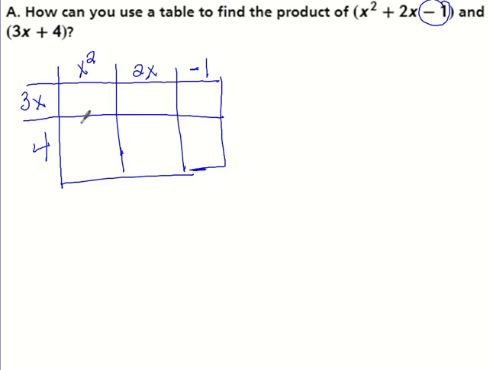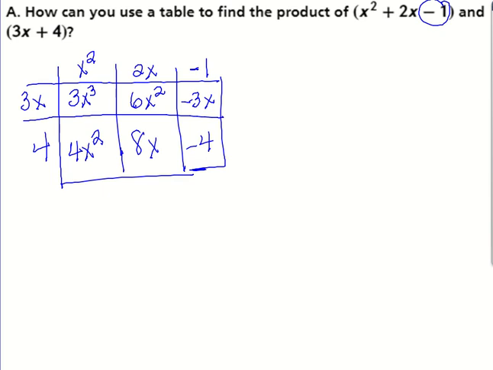Okay? So then we just multiply. So 3x cubed, because x squared and x make 3 of them. 3x times 2x would get me 6x squared, because there's 2 of them. And 3x times negative 1 gets me negative 3x. So you can see it's exactly the same as with binomials, except we have an extra column, right? So then we do 4 times x squared is 4x squared. 4 times 2x is 8x. And 4 times negative 1 is negative 4.